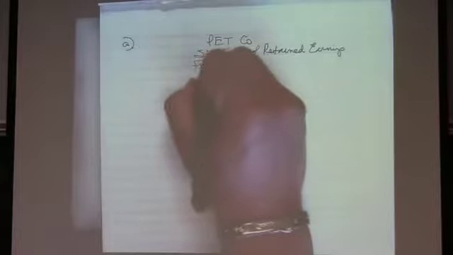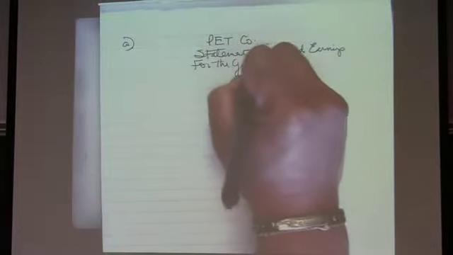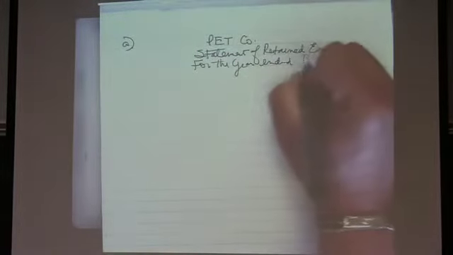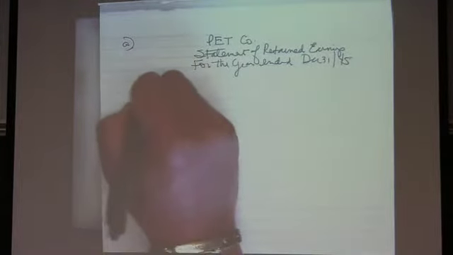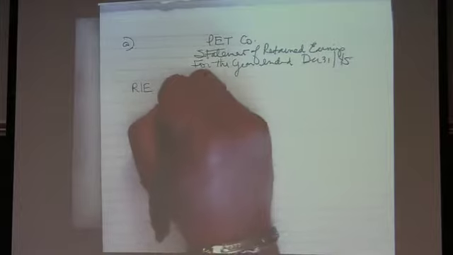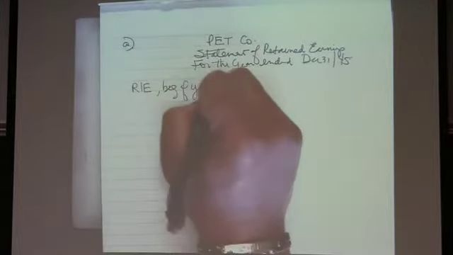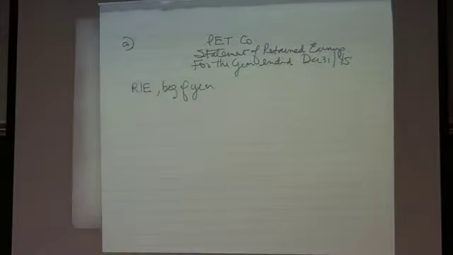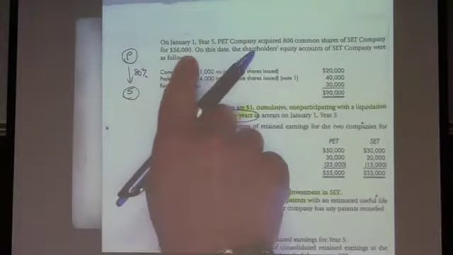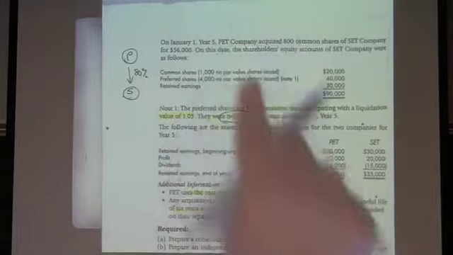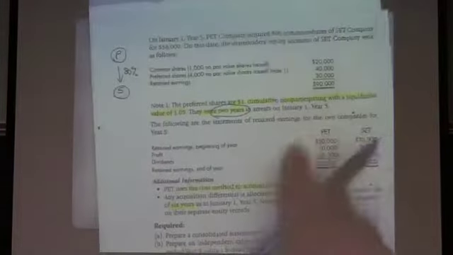And it's for the year ended December 31st, year 5. We start with retained earnings, beginning of the year. Now, that retained earnings beginning of the year should only be PET, because we bought this company on January 1st. So this is straight up only PET's retained earnings.